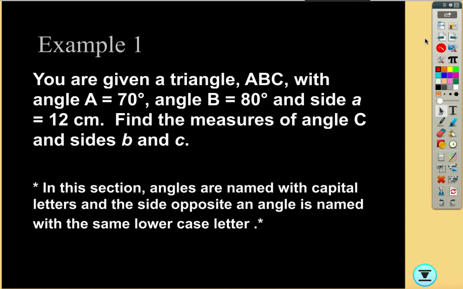So here's our first example. Let's say that we're given a triangle ABC with the angle A equal to 70 degrees, the angle B equal to 80 degrees, and the side a equal to 12 centimeters. We're supposed to find the measures of angle C and the sides b and c. Again, we're going to follow our normal naming conventions where we name our angles with a capital letter and the sides opposite the angle with the same lowercase letter.